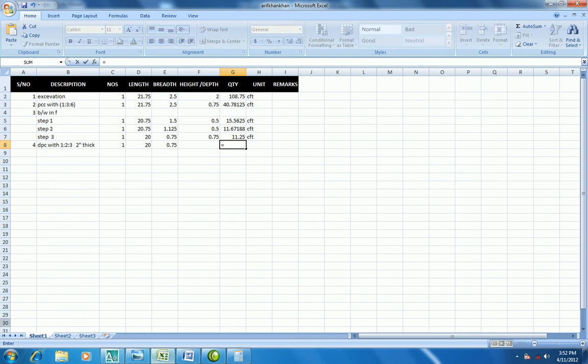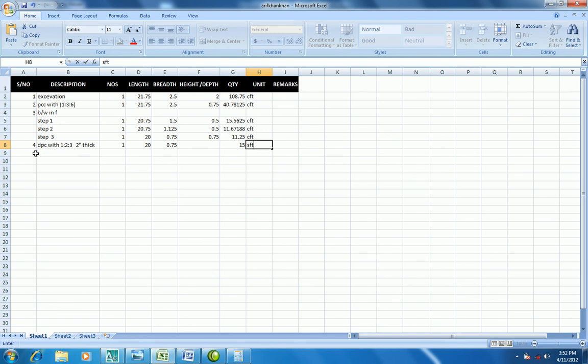Now equal to numbers multiply by length multiply by breadth. Let me write it here, CFT. Sorry, it is square foot. DBC is also calculated in CFT, it is the rule in the regulation of engineering.